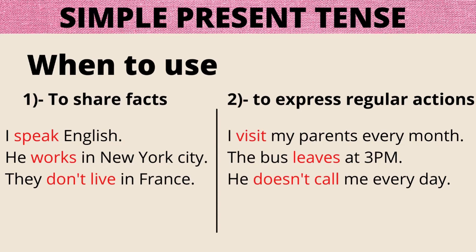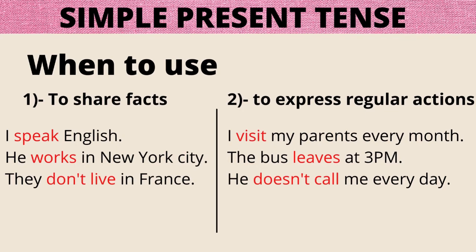I want to begin this lesson by looking at when to use the simple present tense. There are 2 points I want to focus on. Number 1, we use simple present tense to share facts, so facts refers to information that is always true. For example, I speak English. In this sentence, speak is simple present tense. In the second example, he works in New York City. This is a fact, just information that is true. So works is a simple present tense verb.